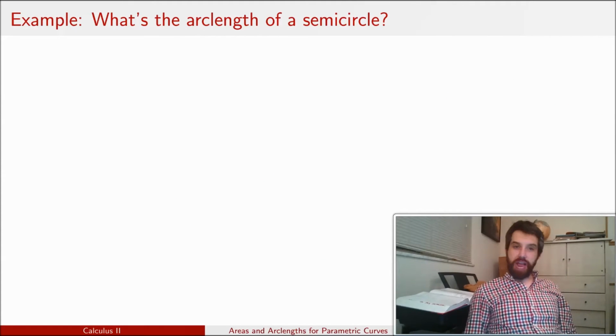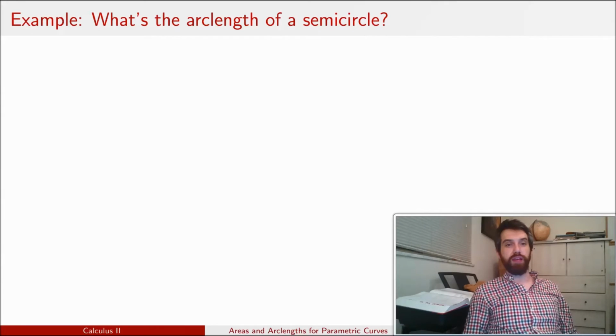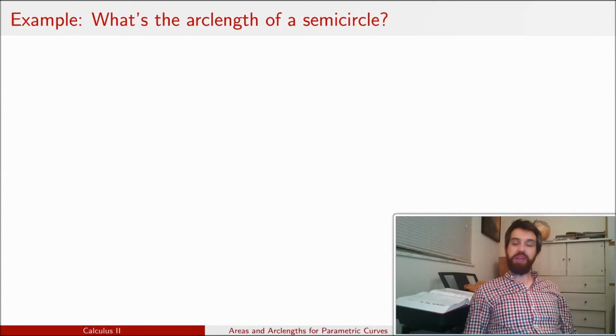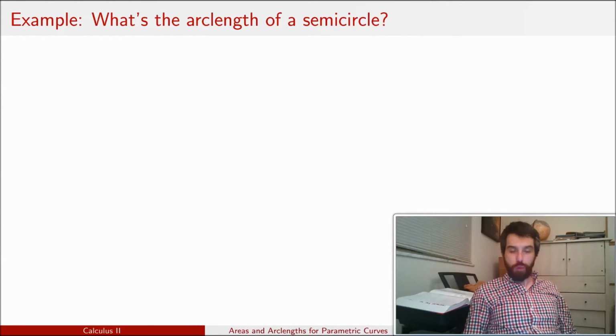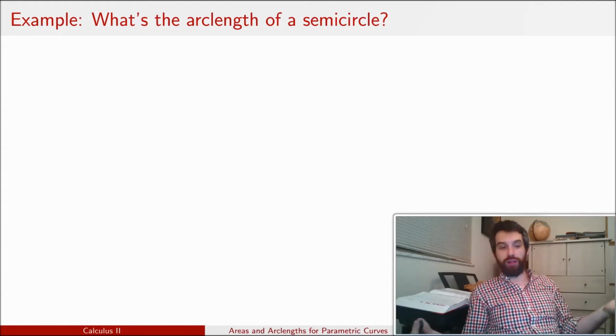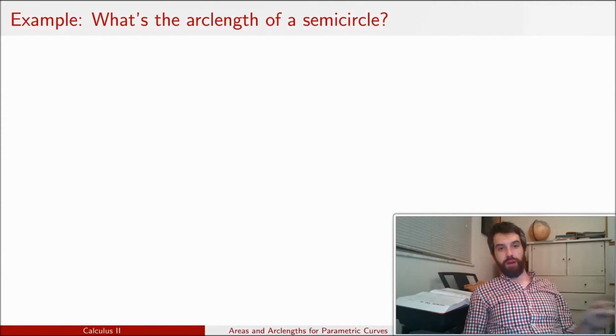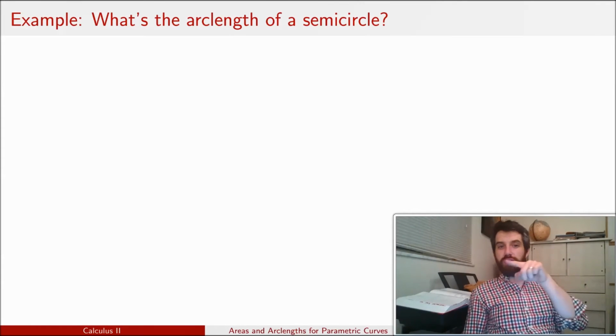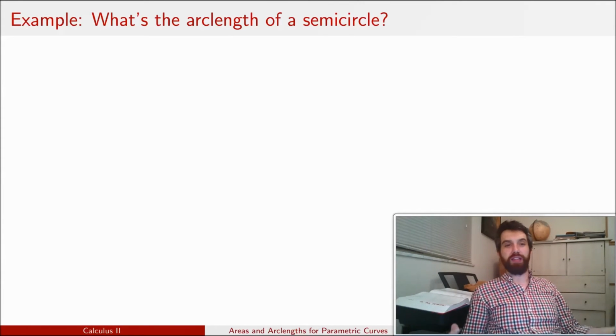So here's a very standard question, a question that we should know the answer to. What is the arc length of a semicircle? And indeed, we have a very familiar formula, 2 pi r, for the circumference. Circumference is another way of saying arc length in the particular context of a circle. We know what the circumference of a circle is, and therefore we know what the arc length of a semicircle is. But let's see if we can derive it.